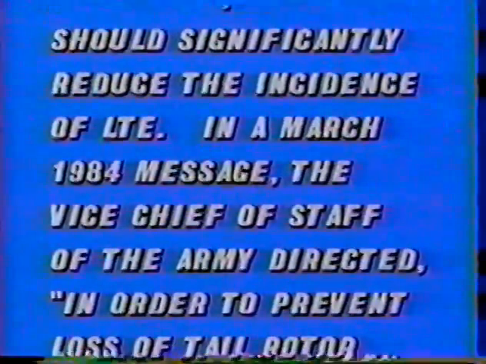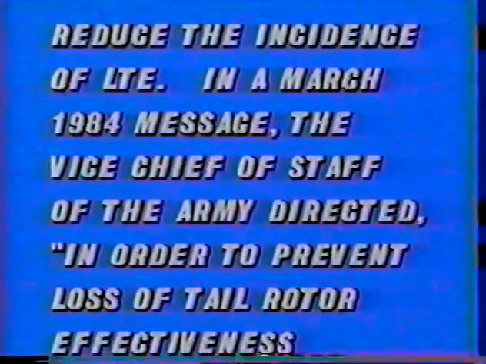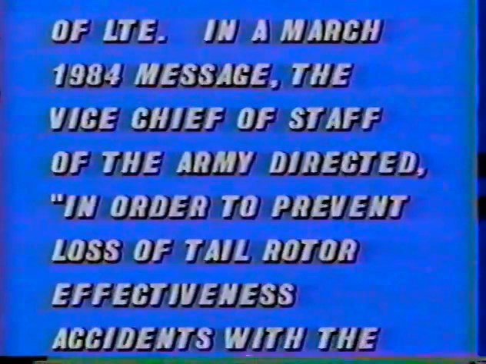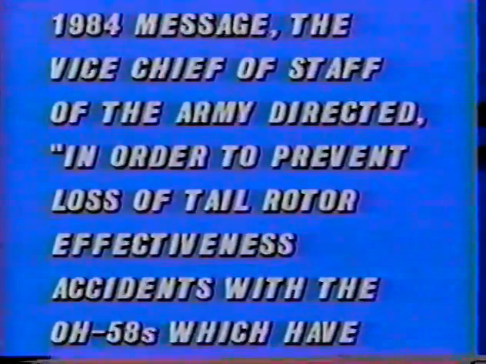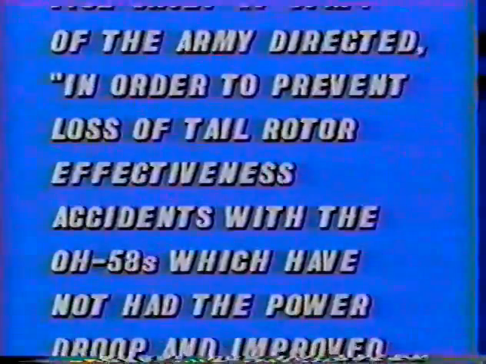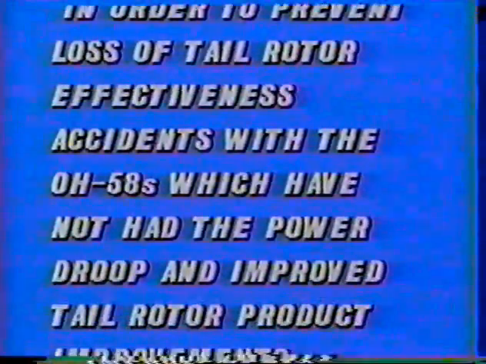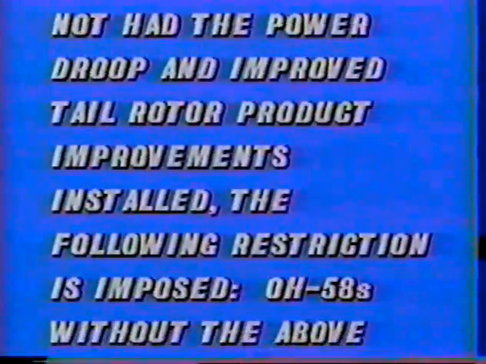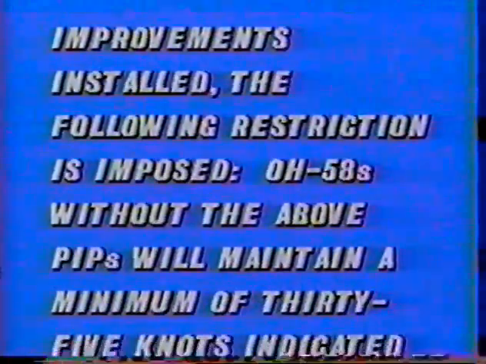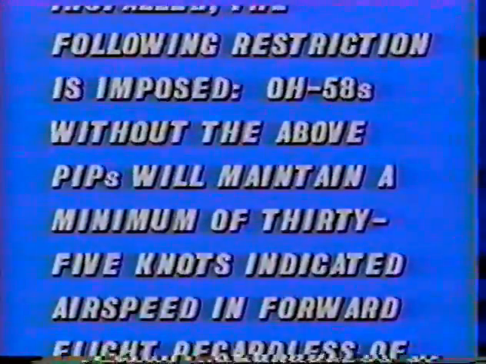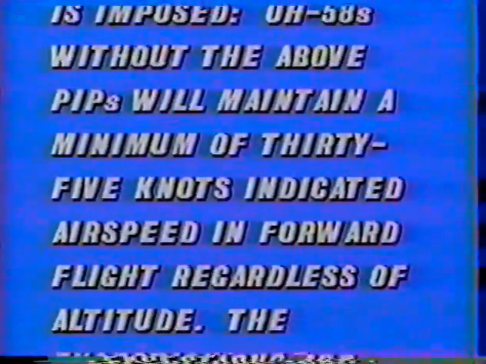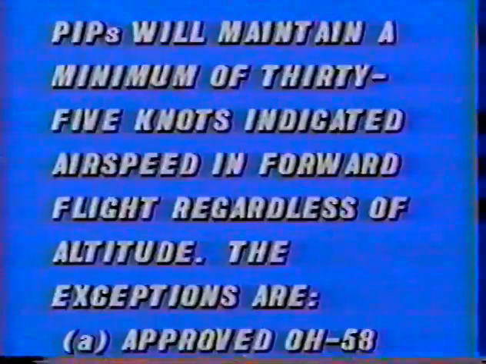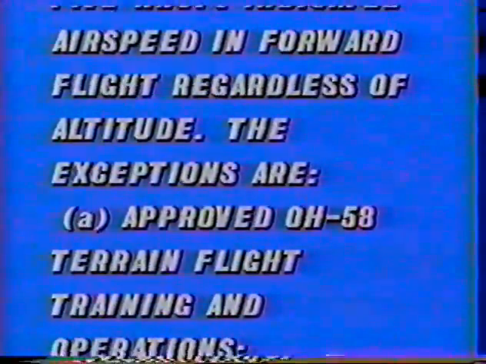In a March 1984 message, the Vice Chief of Staff of the Army directed, in order to prevent loss of tail rotor effectiveness accidents with the OH-58s, which have not had the power droop and improved tail rotor product improvements installed, the following restriction is imposed. OH-58s without the above PIPs will maintain a minimum of 35 knots indicated airspeed in forward flight, regardless of altitude.